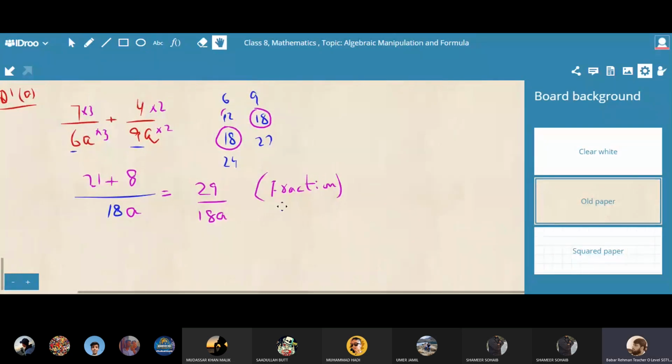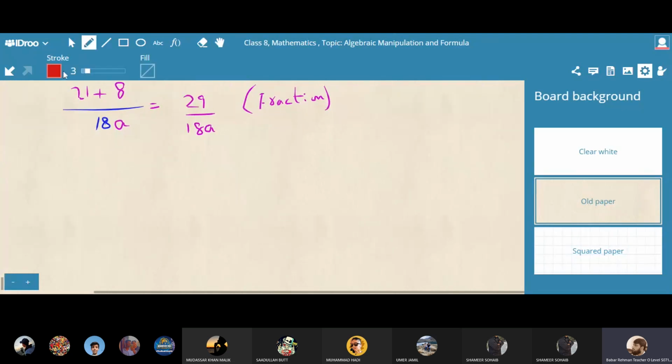How, please explain why this is not correct? That's correct, 29. Yes. Sir, it's correct, the answer is coming. 29 upon 18 is the correct answer. Okay. Now the C part, I am going to teach you when variables are different.